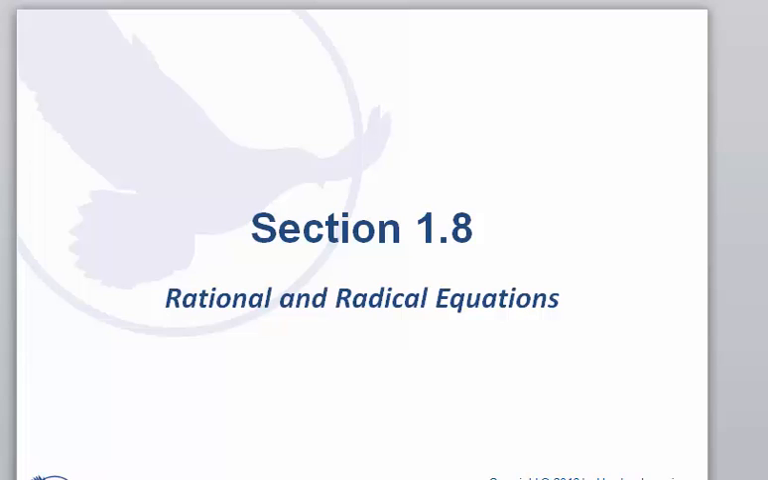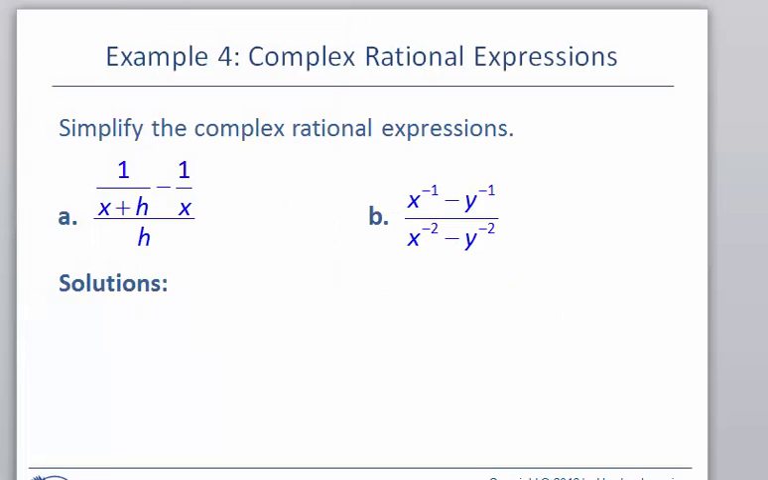We will now continue with section 1.8, rational and radical equations, and look specifically at simplifying complex rational expressions. Our first example is 1 divided by x plus h minus 1 divided by x, all divided by h.